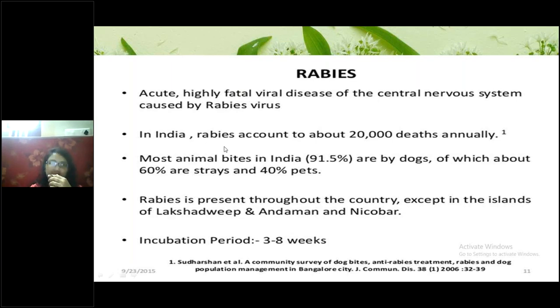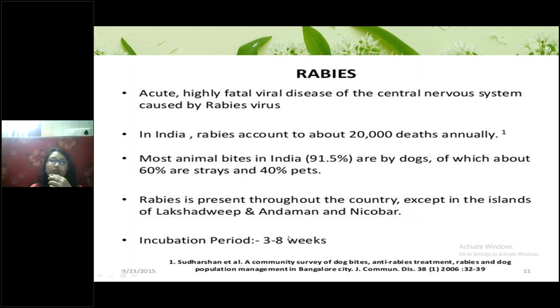And in India especially, rabies accounts for many deaths, up to 20,000 deaths annually. Many bites in India are by dogs, out of which 60% are strays and 40% are pets. Rabies is present all throughout India except in the islands of Lakshadweep and Andaman and Nicobar. And there is an incubation period of about 3 to 8 weeks.